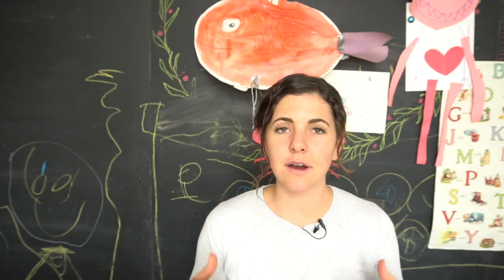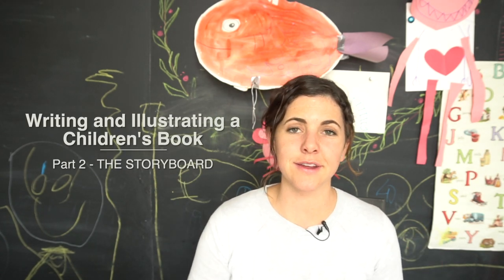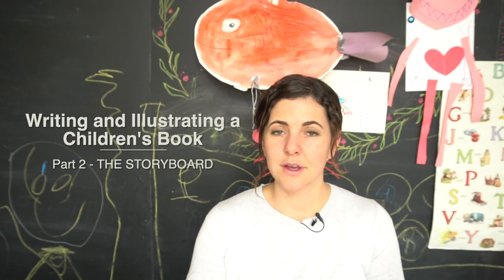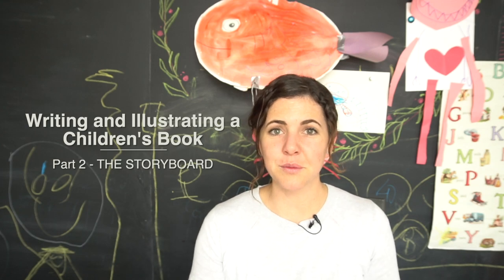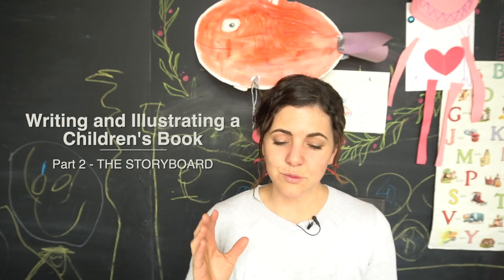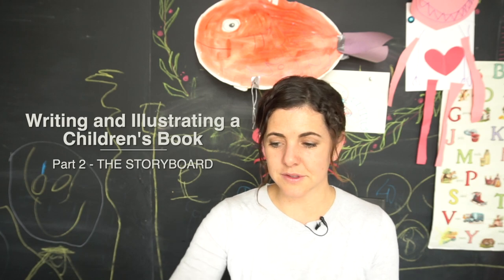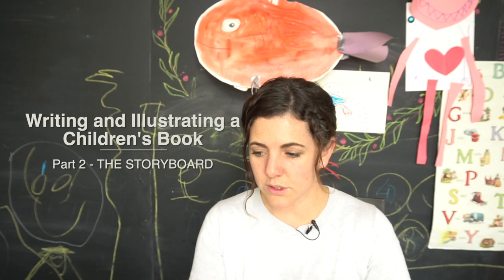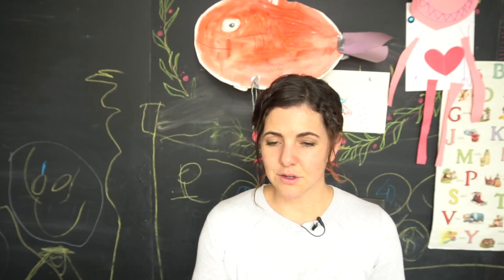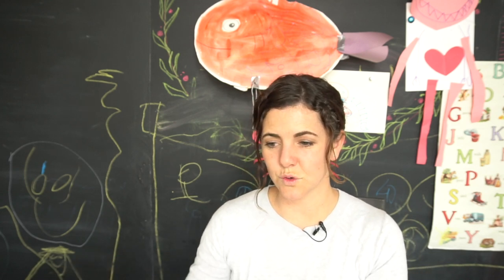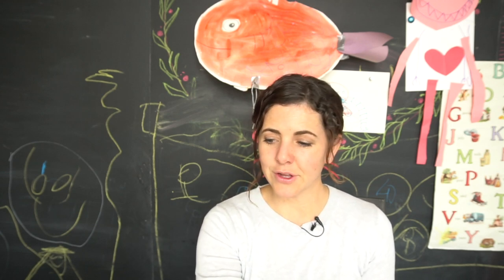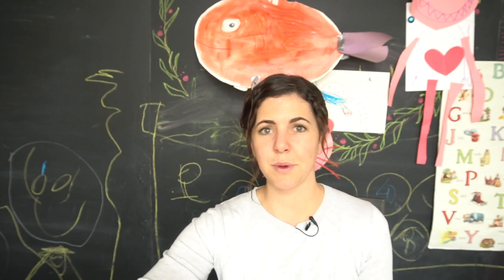Today we are talking about step two in writing and illustrating a children's book, and that is developing your storyboard. So creating a storyboard for your book. And it's really important because at this step, it's where you can see flaws in your story and where you can help it flow a little bit better. It shows you the beginning, the middle, and the end of your story and how it works all together. It's like an overview of your whole book with these little, I just think of them as thumbnail drawings of each page.